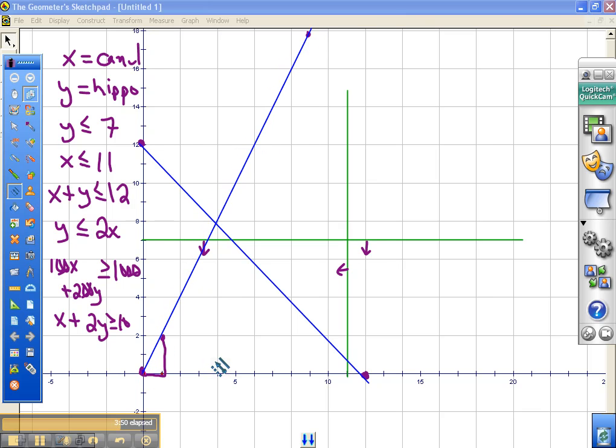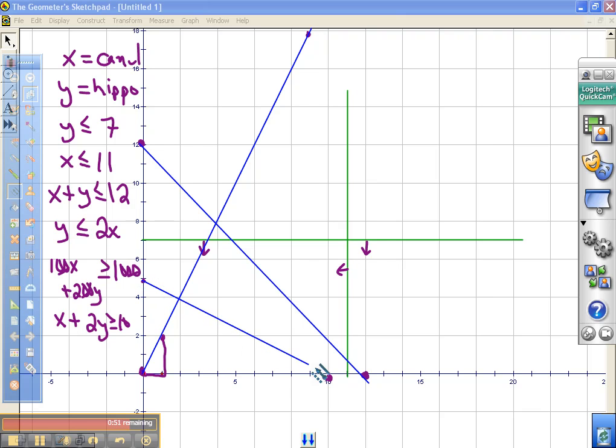And there we go. Last of all, we must have x plus 2y greater than or equal to 10. If I do that by intercepts, x is 10 when y is 0, and y is 5 when x is 0. Draw a line from there, and we'll get that.